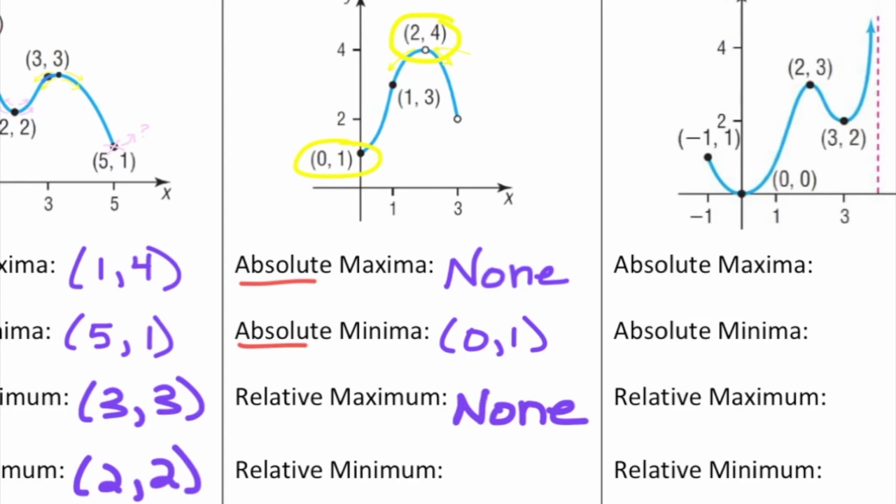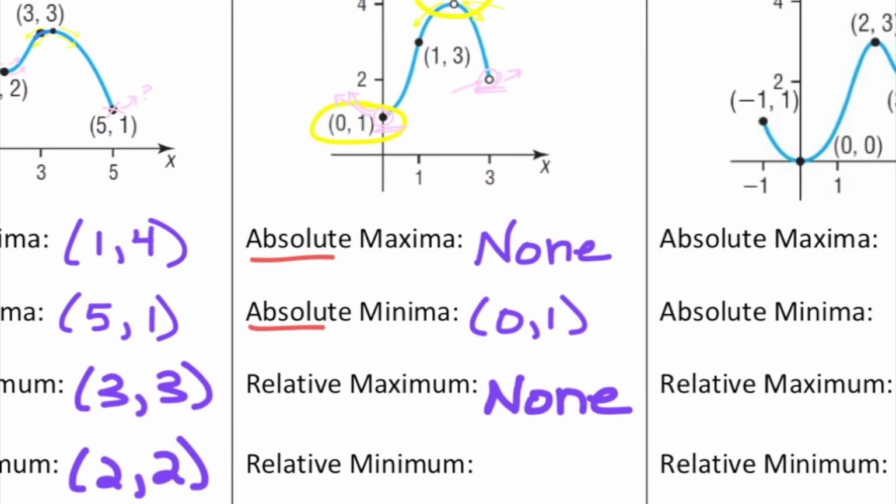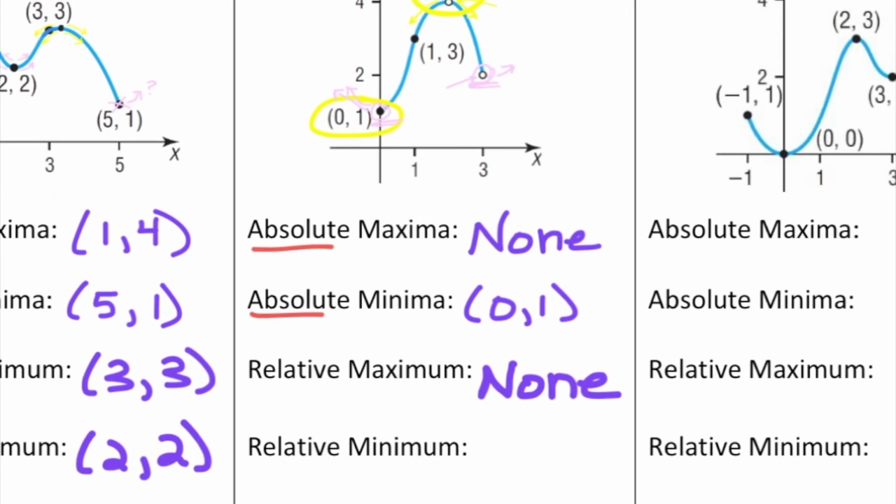Likewise with relative minimum, because neither this point nor this point meets all the criteria. This one doesn't have anything to the left. This one not only doesn't have anything to the right, but it's an open circle. Therefore, there's no relative minimum. And so I'm also going to write none for a relative minimum. And so the only thing in letter B that actually has an answer is absolute minimum.